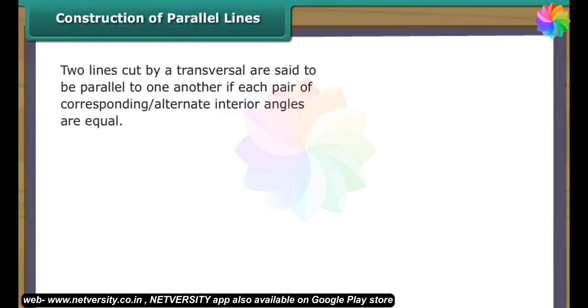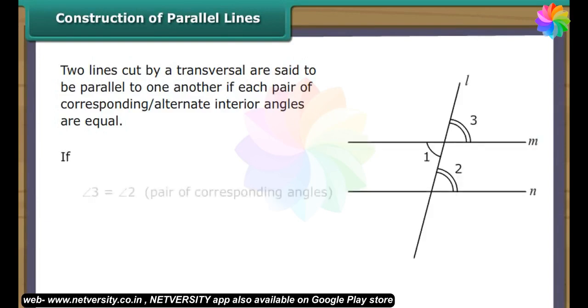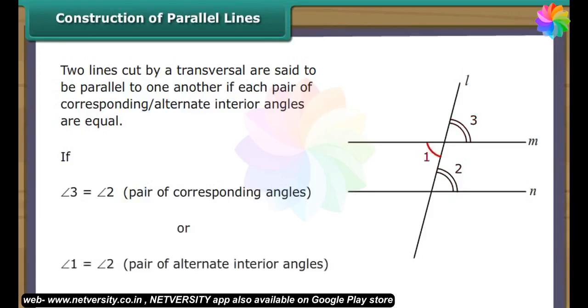Construction of parallel lines. Two lines cut by a transversal are said to be parallel to one another if each pair of corresponding alternate interior angles are equal. In the figure, if angle 3 is equal to angle 2 or angle 1 is equal to angle 2, line M is said to be parallel to N. We use a ruler and a compass to construct parallel lines.